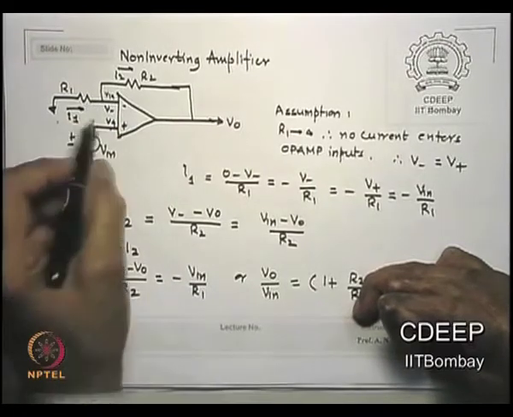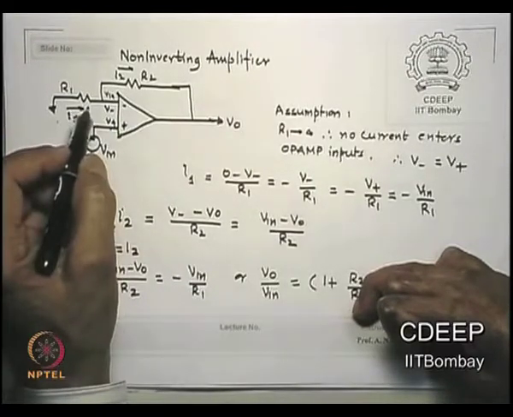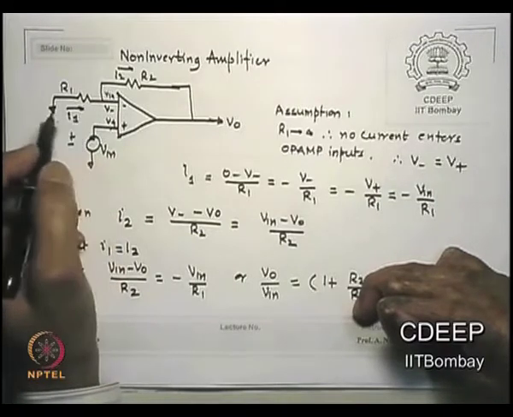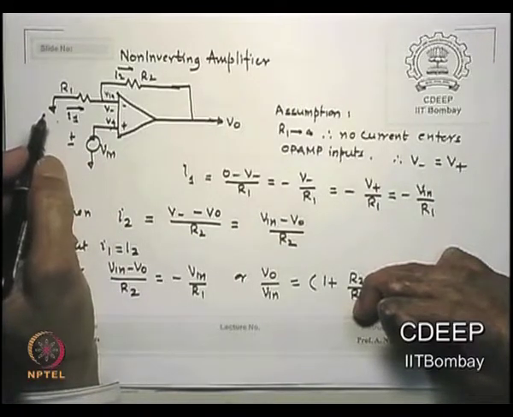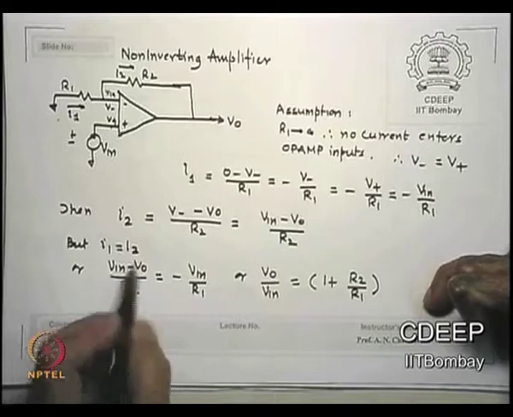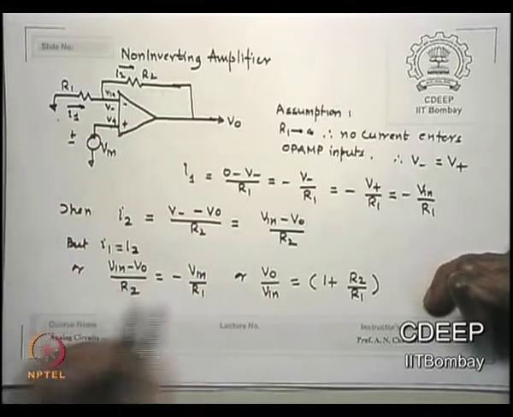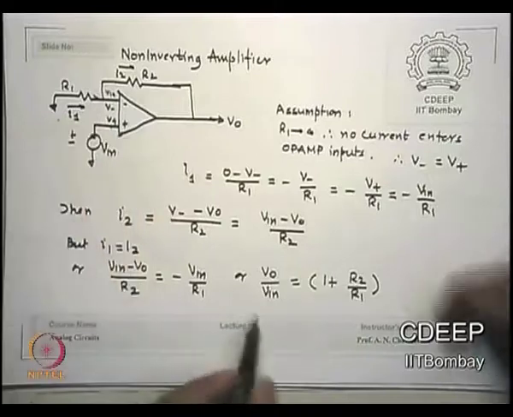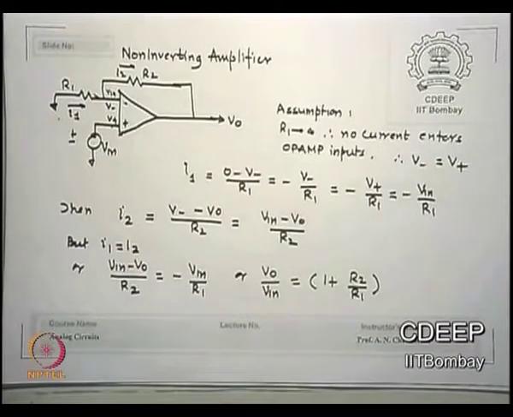Is that clear? So ये I1 कितना है? कितना I1 है? 0 minus V in by R1 is the I1. वही लिखा है मैंने, माइनस वी इन बाय R1 is V in minus V0 by R2, they are equal currents, same current flowing both sides. Solve किया तो V0 by V in is 1 plus R2 by R1, plus sign आया, so it is called non-inverting gain, non-inverting amplifier. V0 V in are plus, now 1 plus R2 by R1.